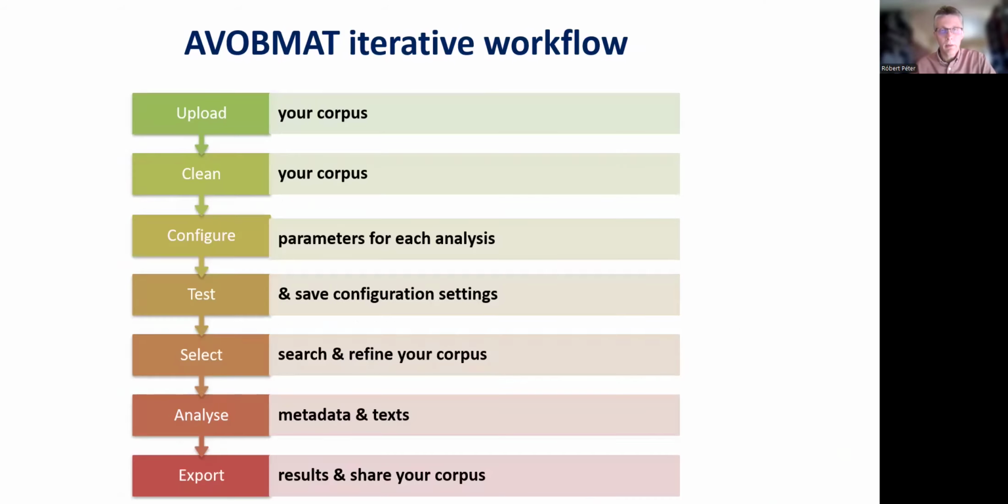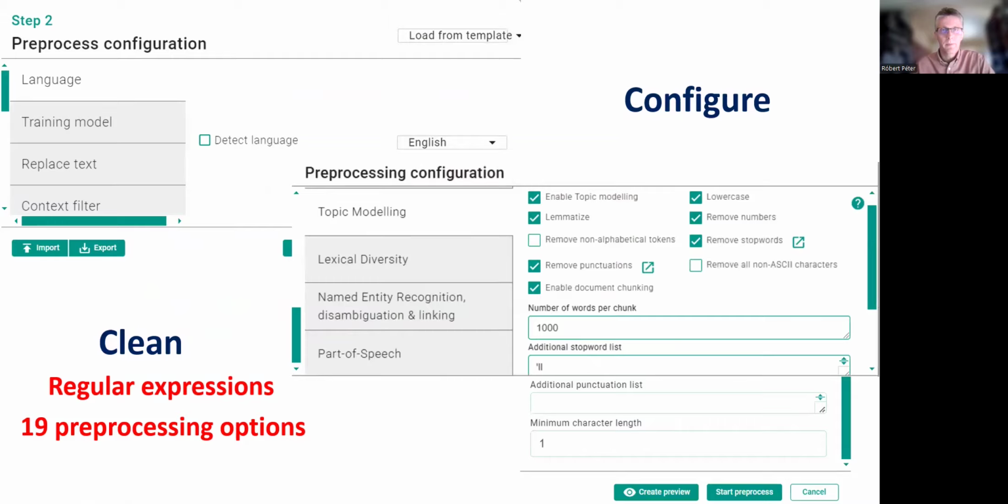This is the iterative workflow of avobmat. You can move back and revise your configuration settings as you wish if you are not satisfied with the settings or the results.